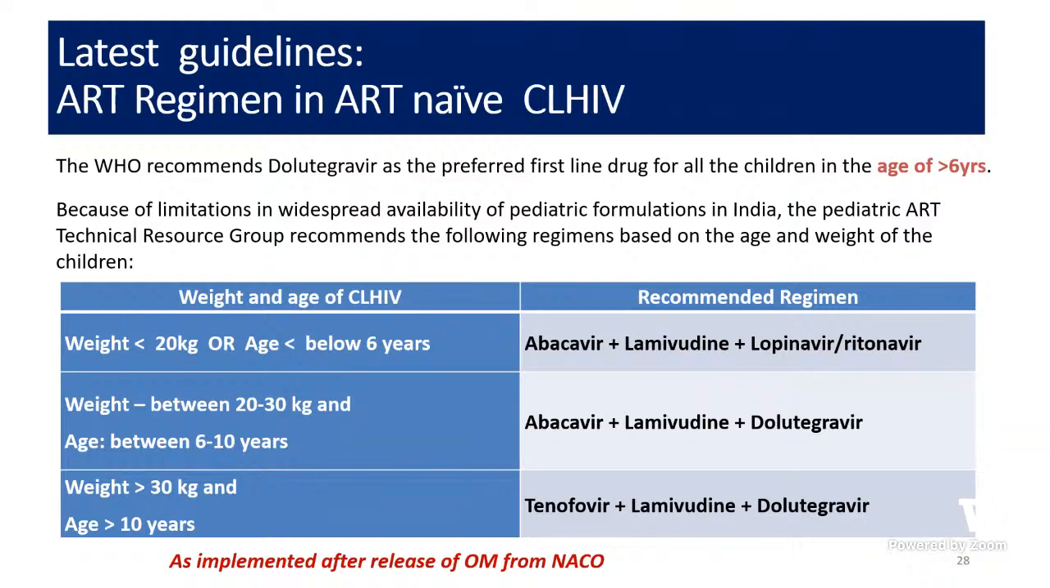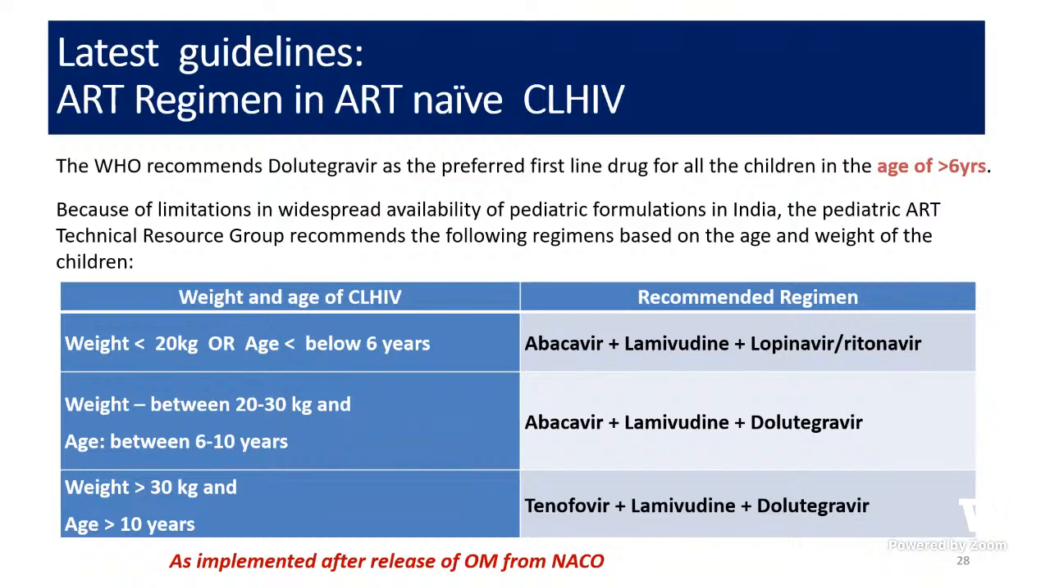Now, as we know, if the weight is less than 20 kg or the age is less than 6 years, we will go for ABC-3TC-LPV/r. I'm using the abbreviation, sorry for that. It's easier to talk like that. And if the weight is between 20 to 30 kg and the age is between 6 to 10 years, we will go for ALD. And if the weight is more than 30 kg and the age is more than 10 years, we will go for TLD.